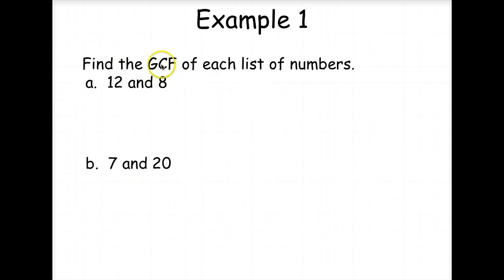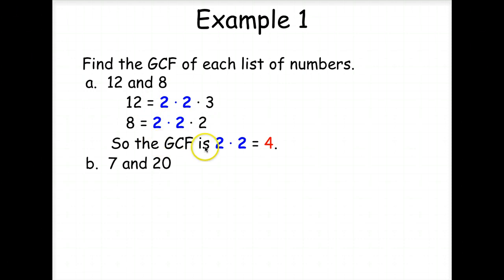First of all, we're going to find the greatest common factor of each of these pairs of numbers. We'll break down 12 as 2 times 2 times 3. You can use your factor tree to factor 8 also: 2 times 2 times 2. Notice that each of these has two 2's in it. So the greatest common factor is 2 times 2, or 4. So 4 is the largest factor of both 12 and 8.